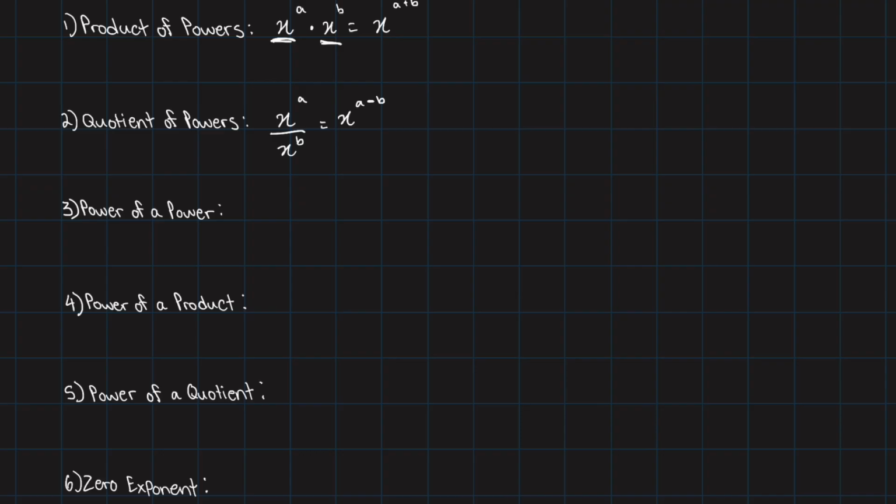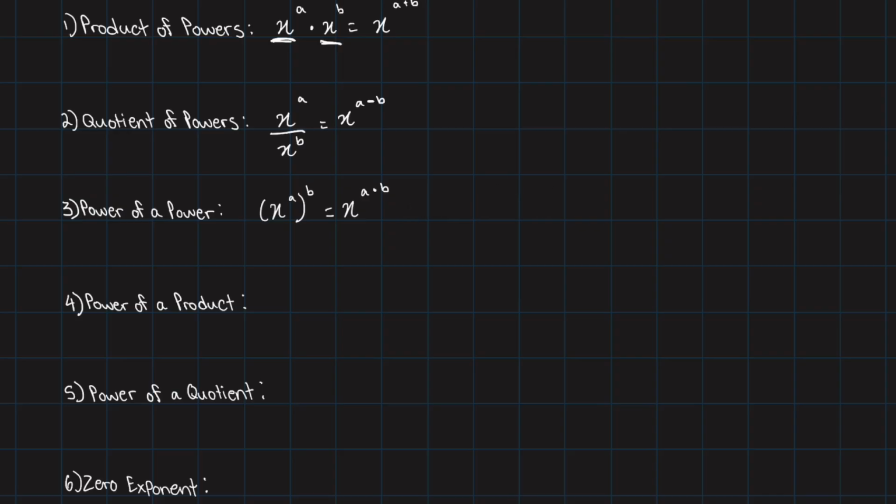And now if we have power of a power, so for example, it would be like x to the power of a, and then all of that to the power of b, those two would multiply. Then it would end up being x to the power of a times b. So if we had x squared to the power of 3, this would end up being x to the power of 2 times 3, which would be x to the power of 6.